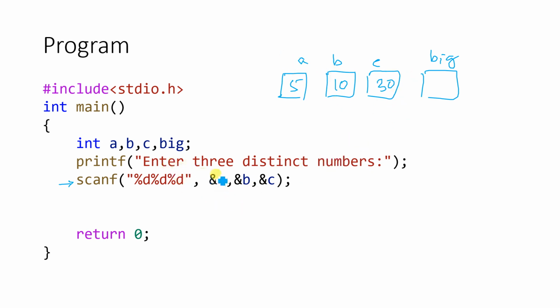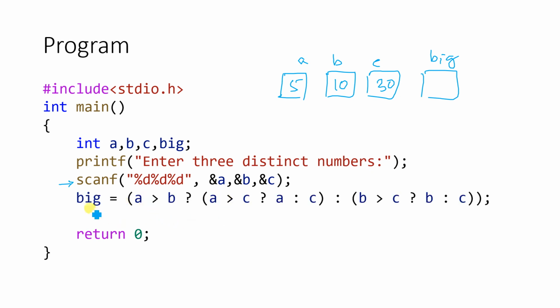Then after that, what will I write? I have already shown you how to write the bigger number among 3 numbers condition. So you can see I have written big is equal to a greater than b. This is the main condition, a greater than b. And these are the sub conditions. This is one sub condition which is enclosed inside the bracket, and this is another sub condition. Is it not? That means it is called the nested conditions.